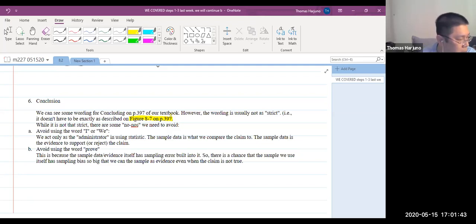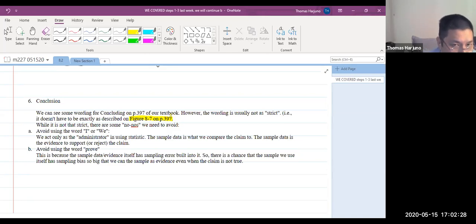Now the thing is, if you follow our textbook closely, you will see the way they do the final conclusion always follows one of those 4 according to the cases they provide. But it's actually not as strict as what they provided. You can say the sample data support, the sample data do not support, or there's sufficient evidence to support, there's sufficient evidence to reject, and so on.